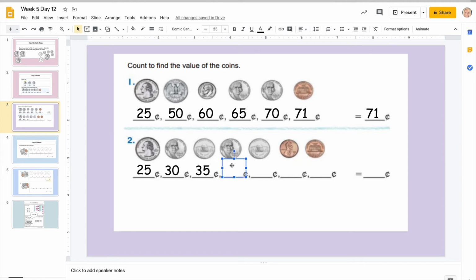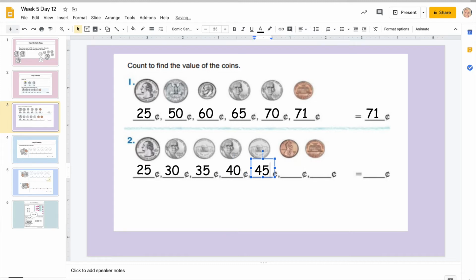Another nickel, increasing it by 5 again. 35 and 5 more is 40. And then our last nickel, we are going to also increase by 5. 40 and 5 more is 45.